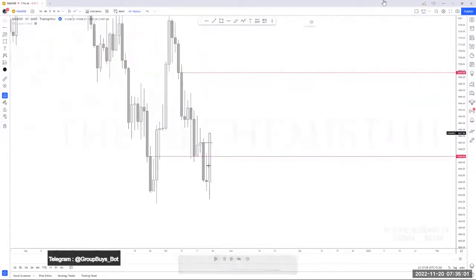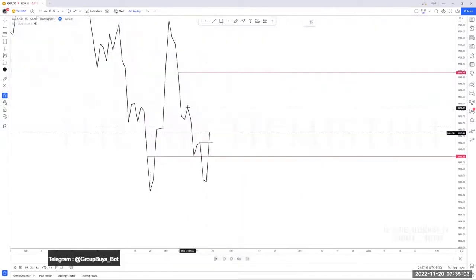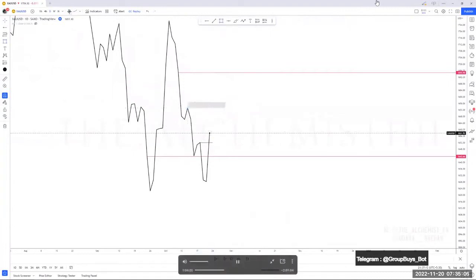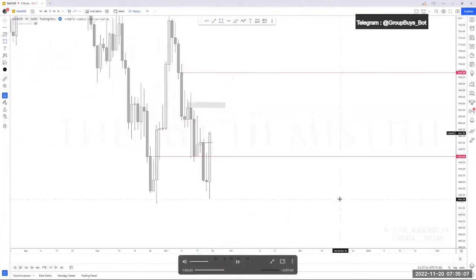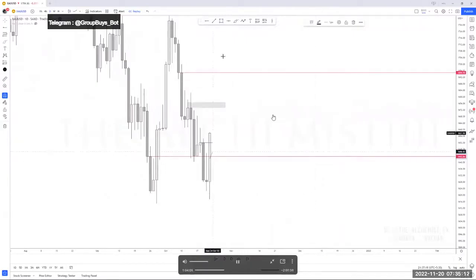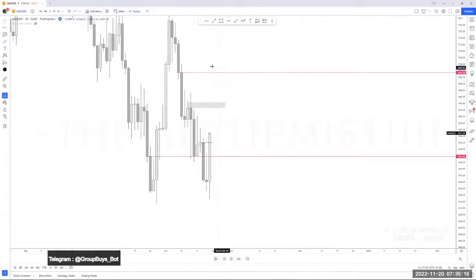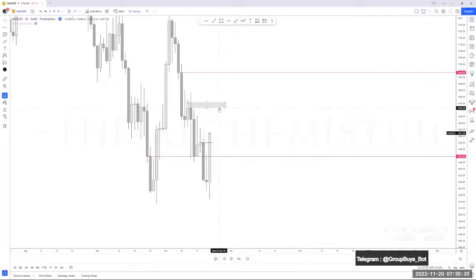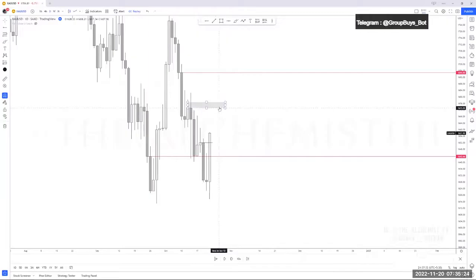We have a resistance in here that is fresh. Price has never tapped into it yet. Can you see that? We have a resistance in here. So we can't expect price to just directly go here, right? Before it goes there, we have to monitor this price action. We have to monitor price action in these areas. Can you understand this so far?